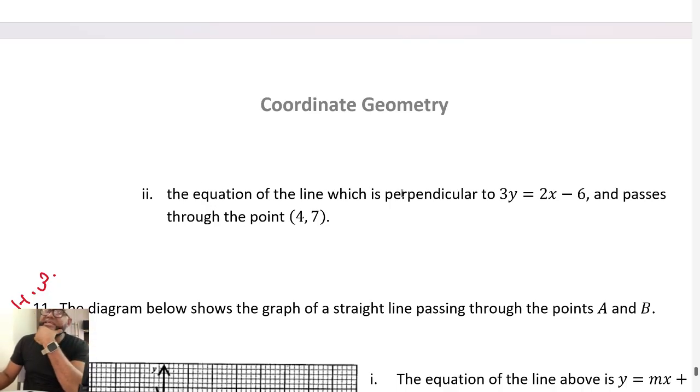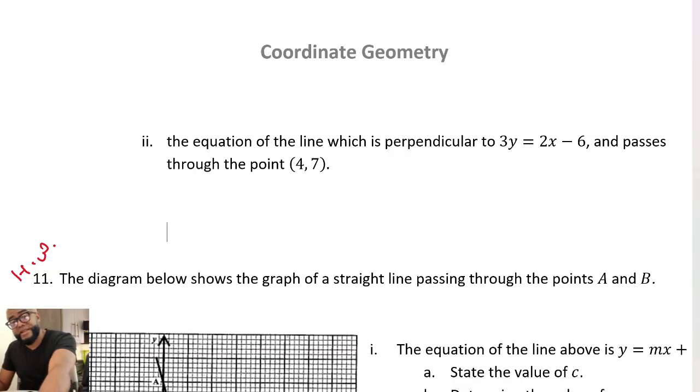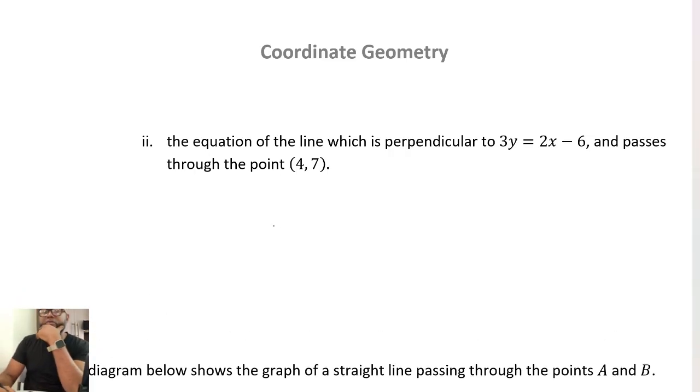So they said the equation of the line which is perpendicular to this and passes through this point. They want the equation of that line, right? In order to find the equation of the perpendicular line, we must have a point on the line. Did CSEC give us a point on the line? (4, 7), boom. You'll see that CSEC gave us that. This will be x1, this will be y1.